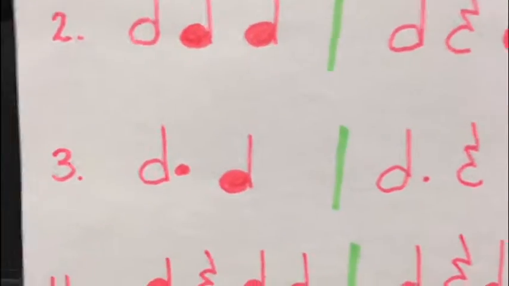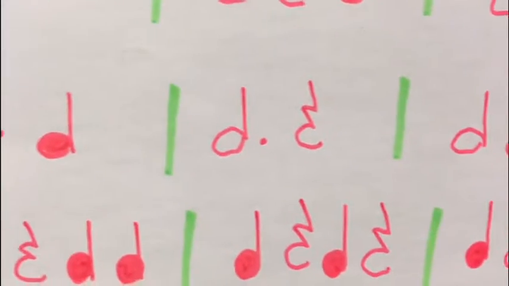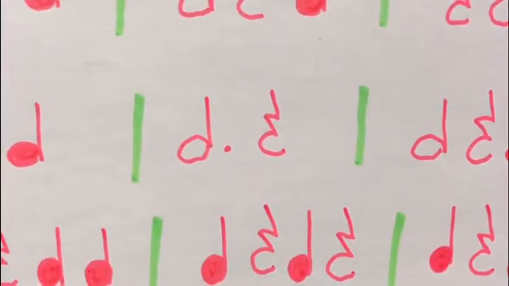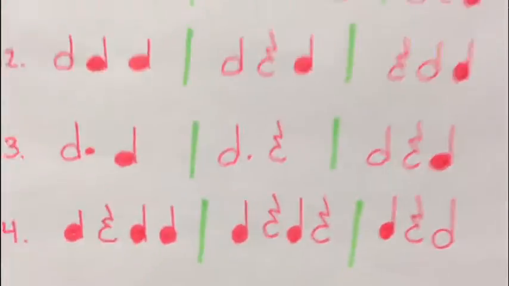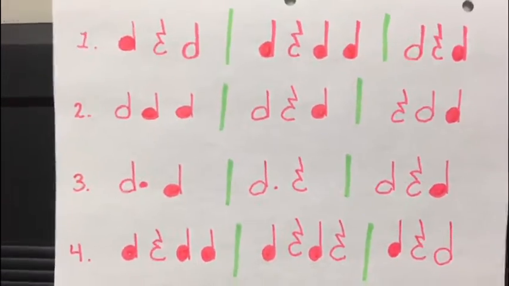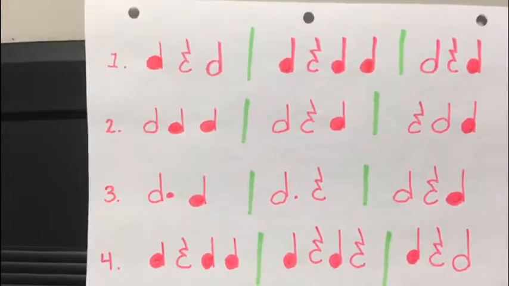On to number 3. Think about what all those kinds of note values are. How am I going to count this? Okay, and I'm going to play it on middle C again. Here we go. One more time.